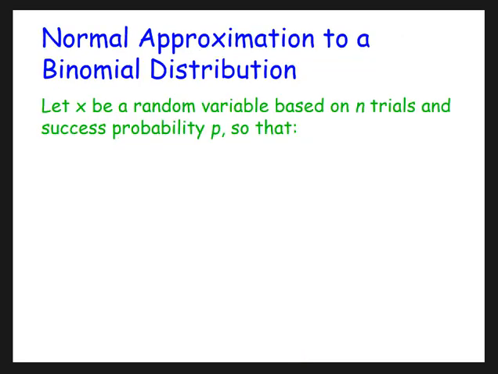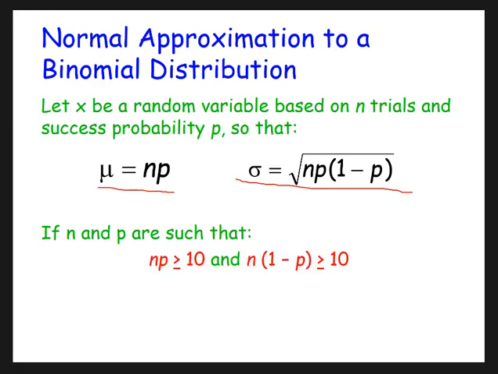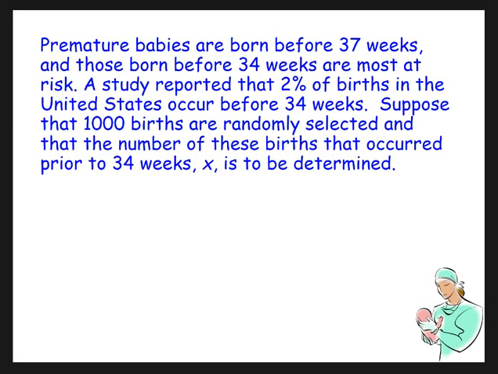So let's say we have a random variable based on n trials, and the probability of success on each trial is p. The mean, of course, is n times p, and the standard deviation is the square root of n times p times 1 minus p. We have to make sure that n times p is greater than 10 and n times 1 minus p is greater than 10. If that's the case, then this curve is approximately a normal distribution.